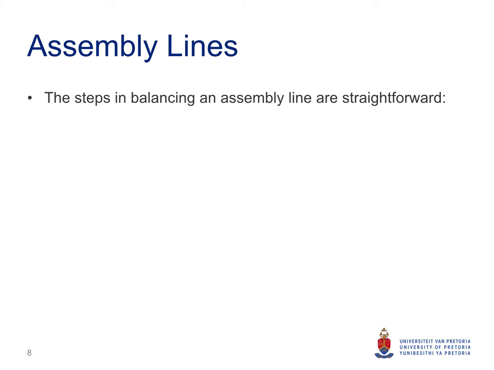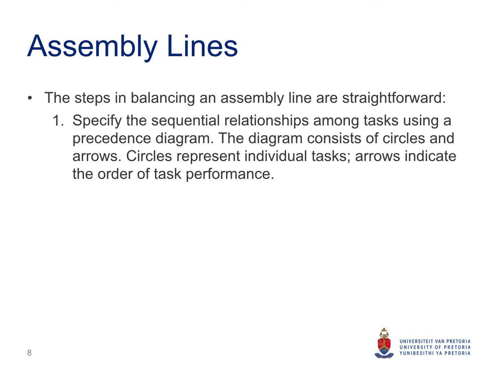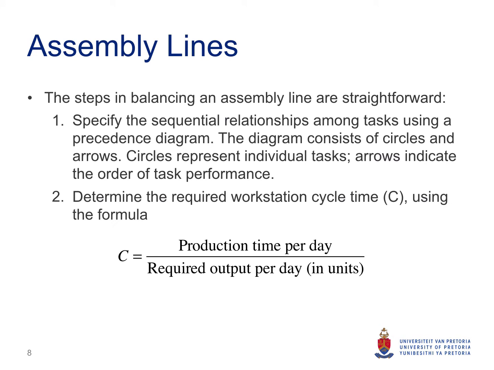The process of line balancing is not difficult. We will first present the method and then illustrate it by example. It consists of the following 7 steps. Step 1. Set up a precedence relationship diagram, using circles for the individual tasks and arrows to determine the order of task execution. Step 2. Determine the workstation cycle time by dividing the total production time per day by the required number of units to be produced by day.